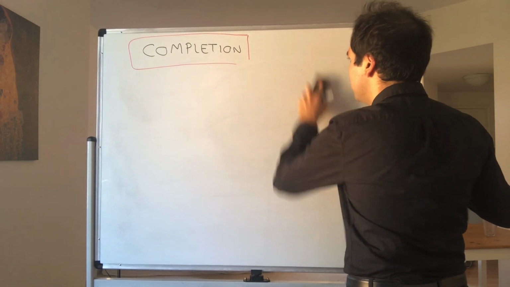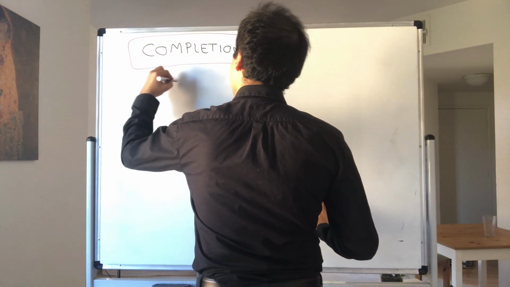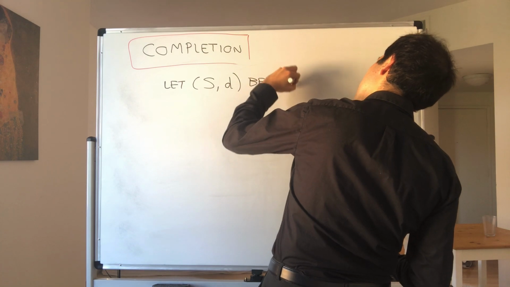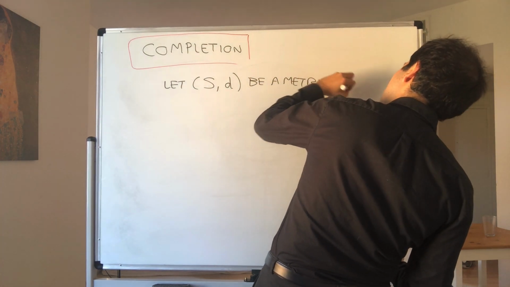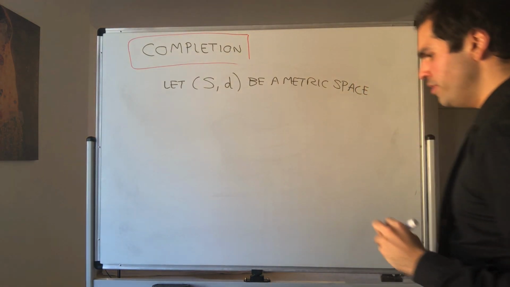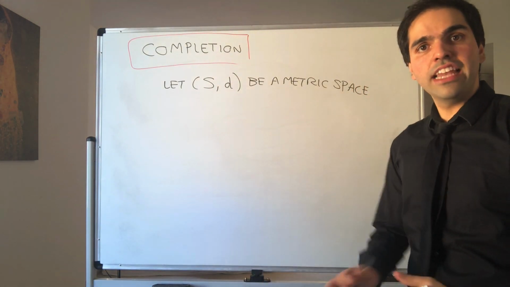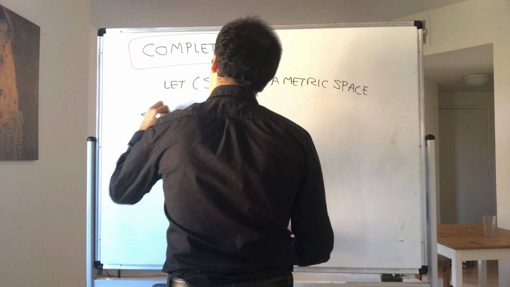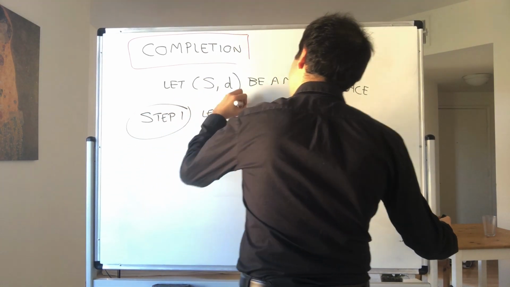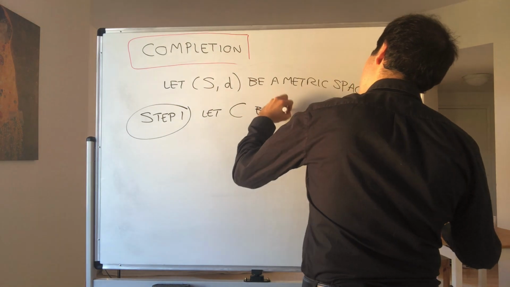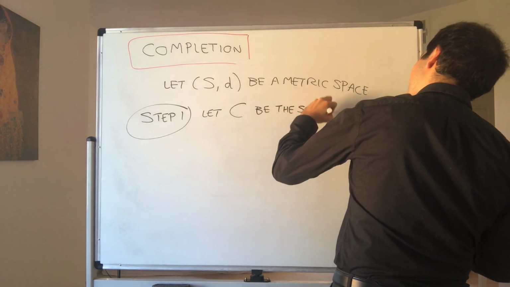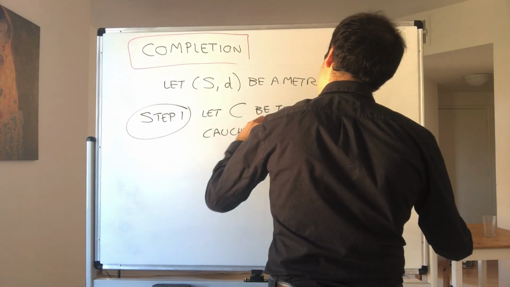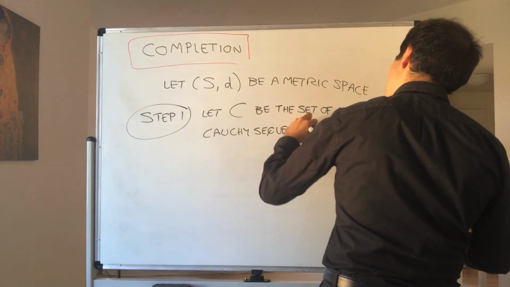So, again, let S, d be a metric space. Alright, and how are we going to do that? Well, just consider the set of all Cauchy sequences in S. So step 1. Let C be the set of all Cauchy sequences in S.